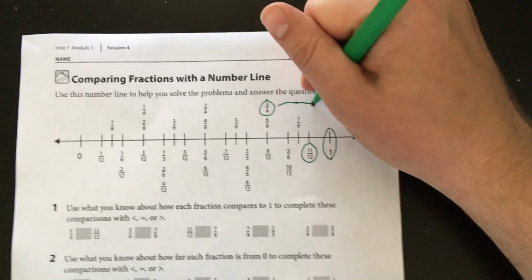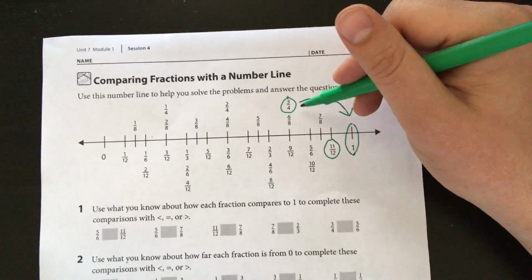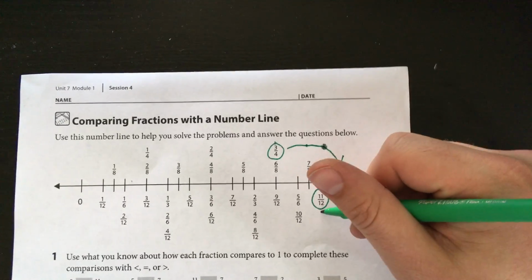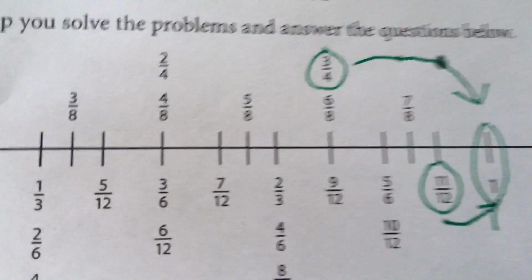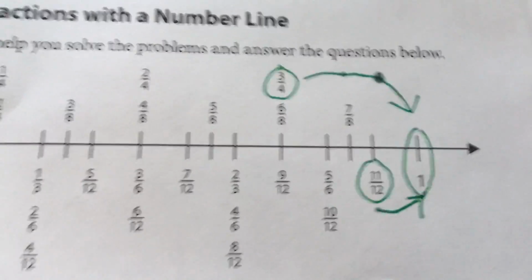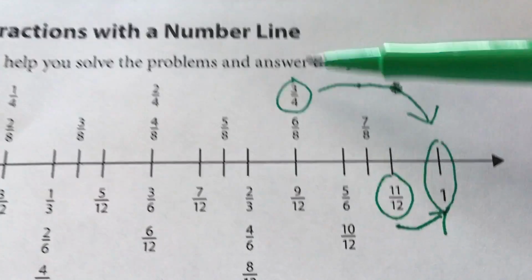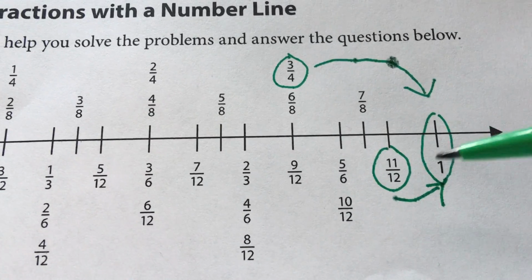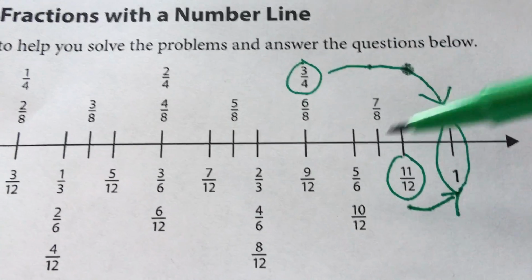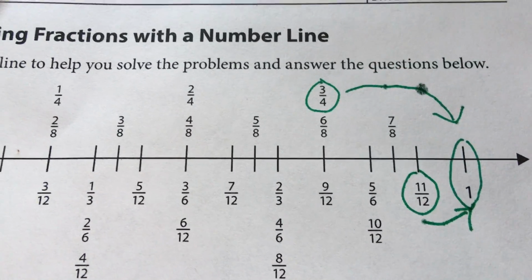Whoop. Once again, so difficult to do with one hand. I'm actually using my elbow to hold down the paper right now. Very sneaky. So here's the distance from 3/4 to 1. And here's the distance from 11/12 to one whole. I'm noticing that the distance from 11/12 to one whole is much smaller than the distance from 3/4 to one whole. Since 11/12 is so much closer to one whole than 3/4, that means that 11/12 is going to be a larger fraction when we compare it to 3/4.